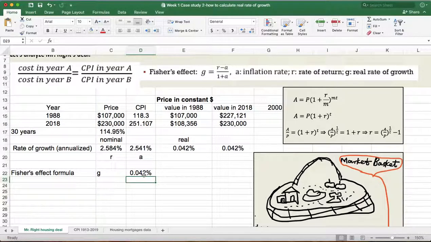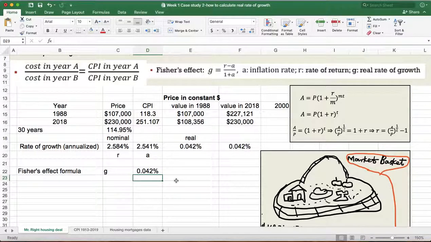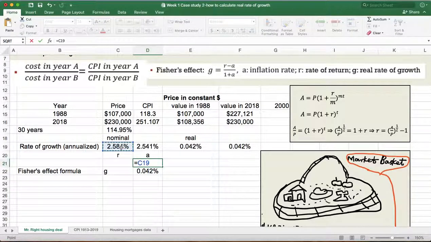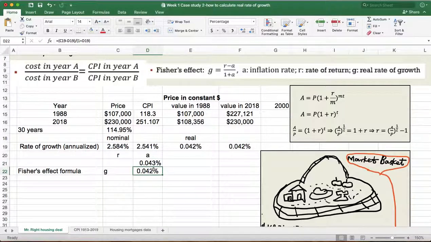Well, we got the same real rate of growth from two methods. Anyway, they should be the same. Otherwise, we need to check over what mistakes we made. In real life, actually, we just need to give an approximation of the real rate of growth. So we usually just use the nominal rate minus the inflation rate. This one minus this one, approximately we got 0.043, and that is very, very close to the real one. That's all.